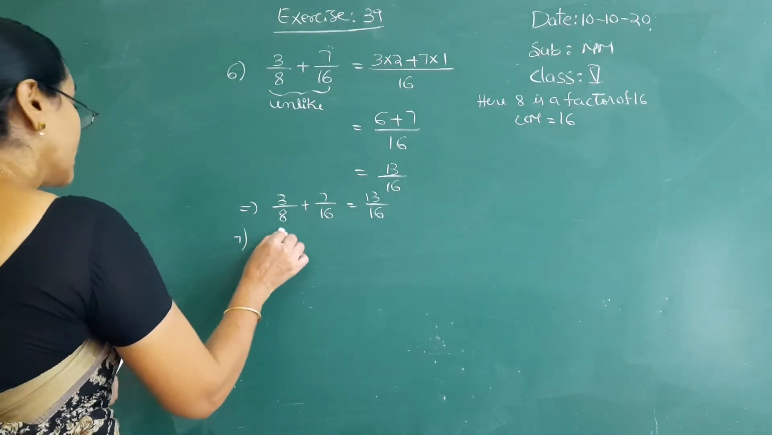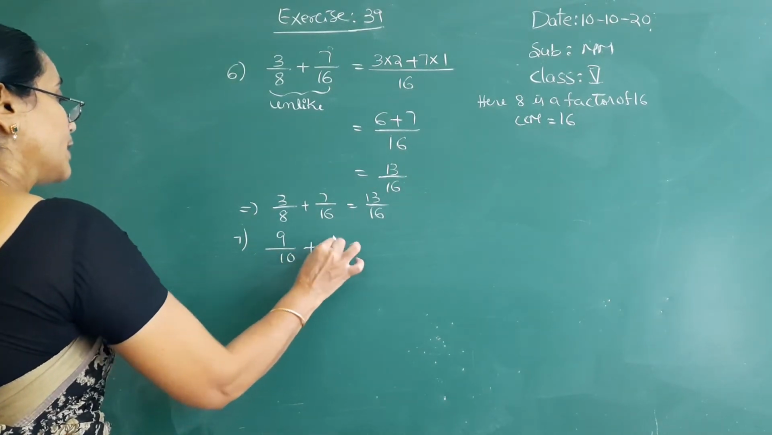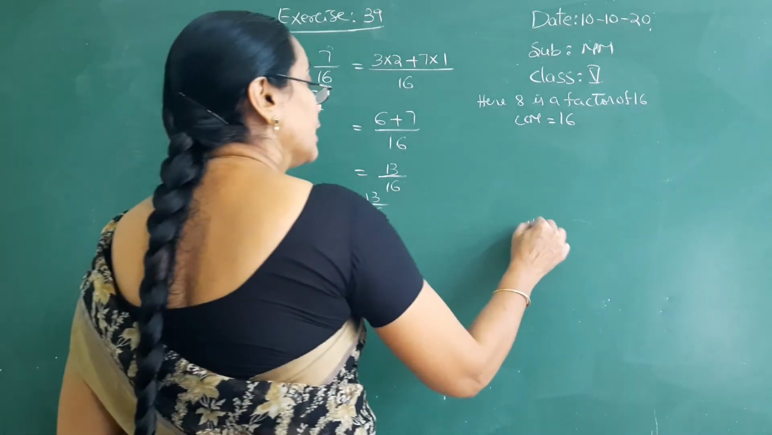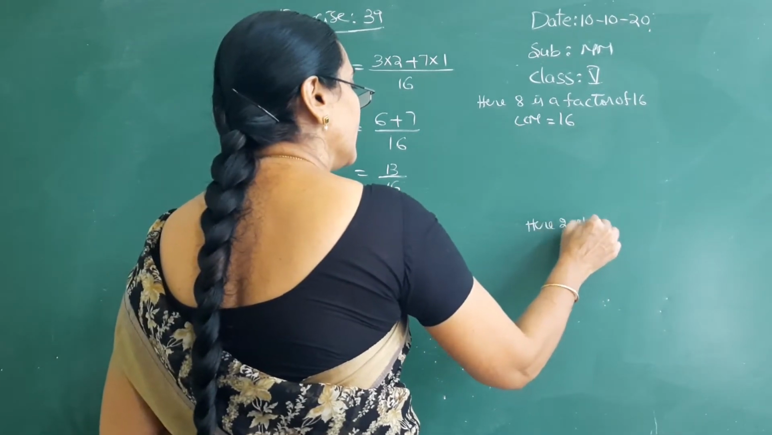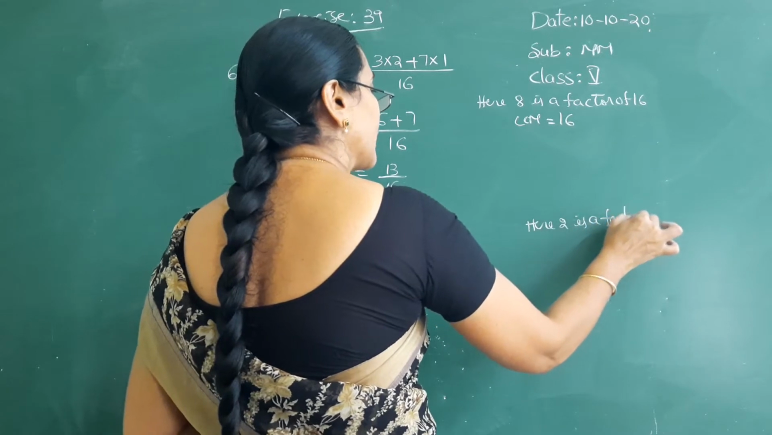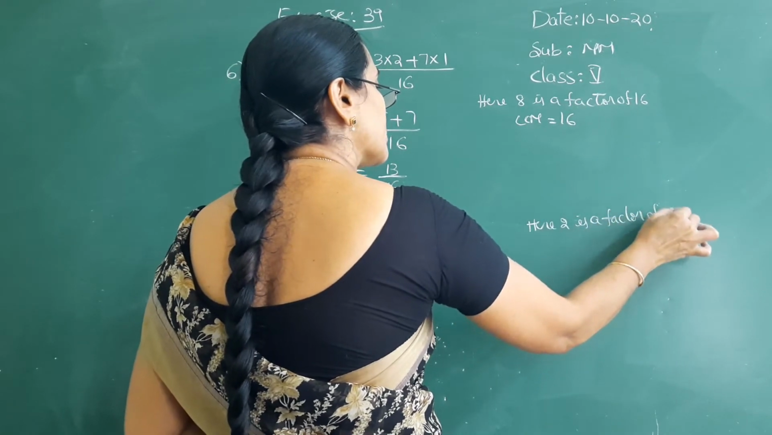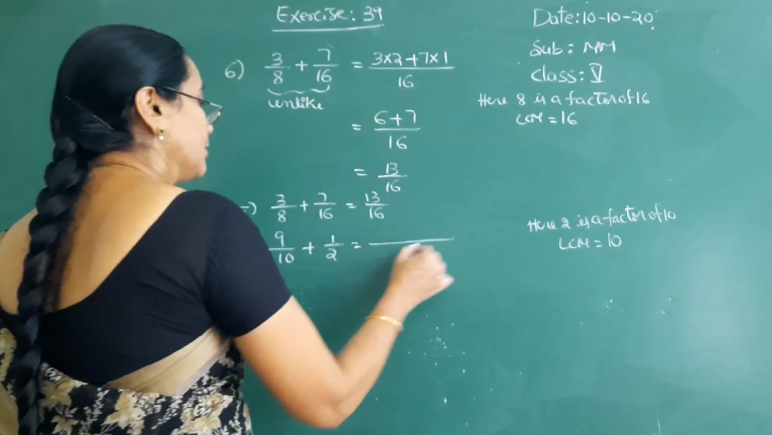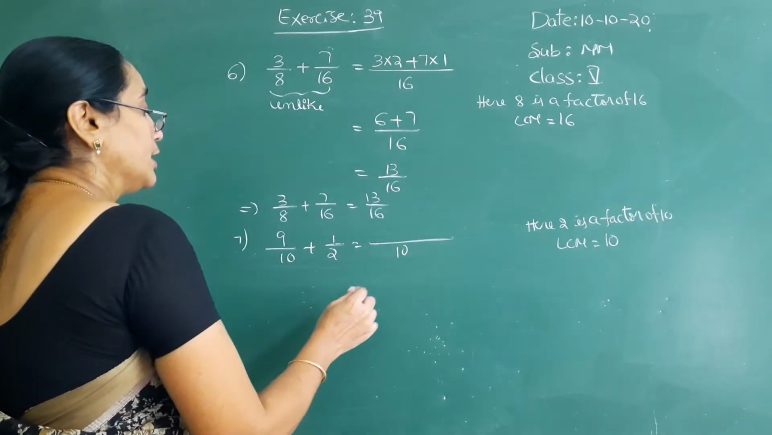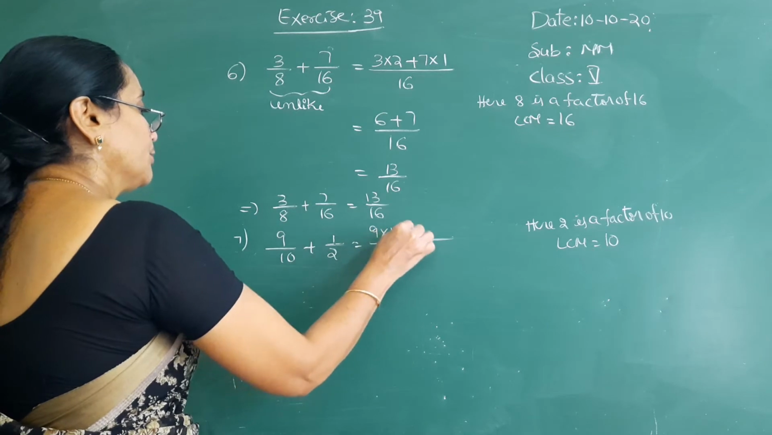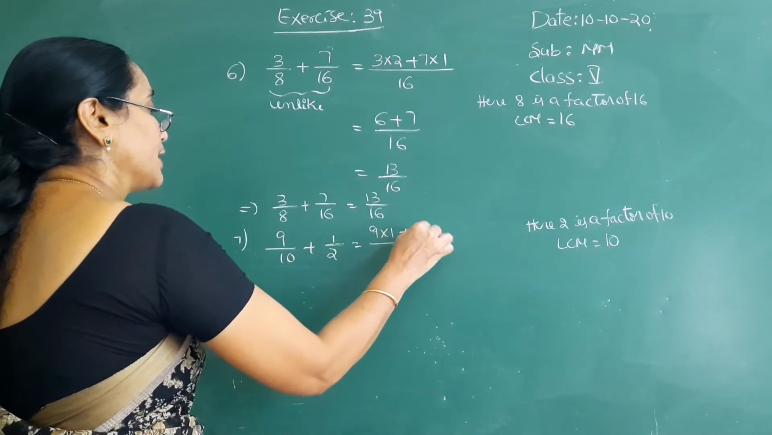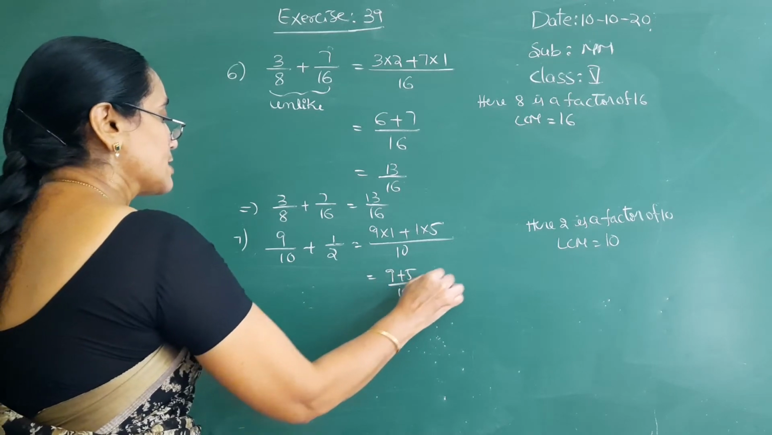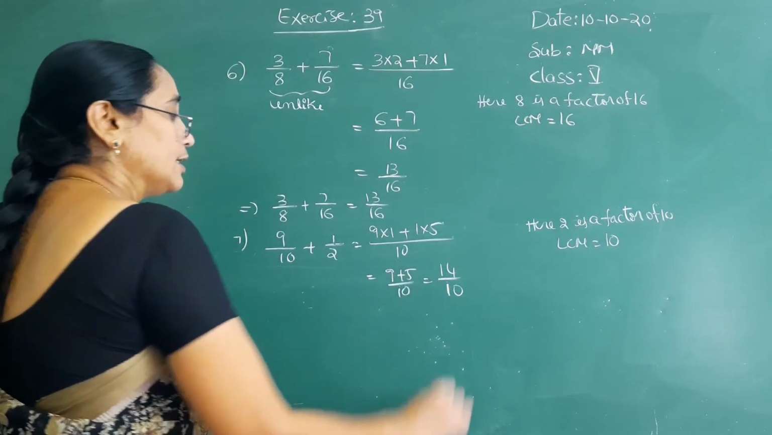Seventh problem. 9 by 10 plus 1 by 2. Here also, 2 5s are 10. 2 is a factor of 10, so the LCM is equal to 10. Write down the LCM. 10 will go in 1 time, 9 1s are 9. 2 will go in 5 times, 1 5s are 5. So 9 plus 5 by 10. That is equal to 14 by 10.